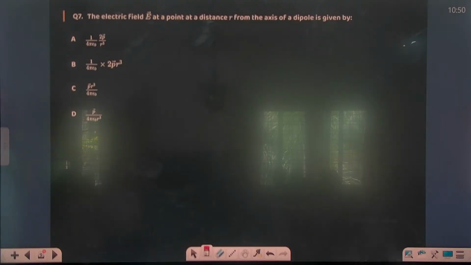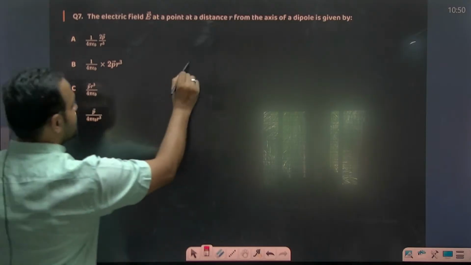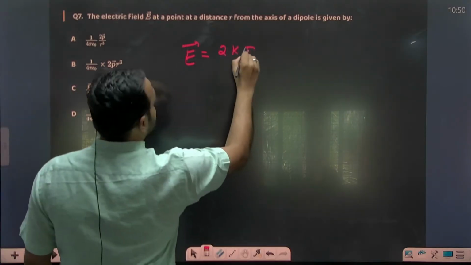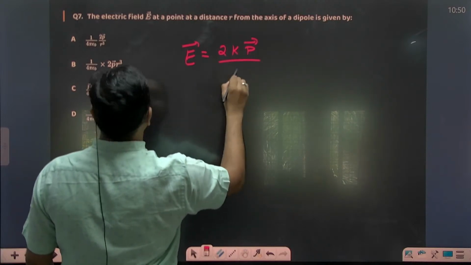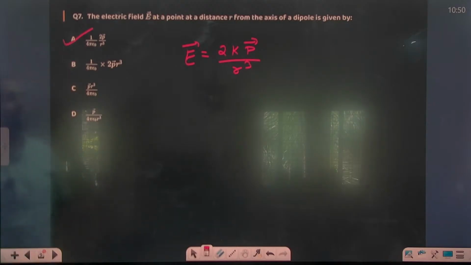The electric field E at a point R vector on the axis, is it in the direction of dipole moment or opposite to the direction of dipole moment? It is in the direction of dipole moment. In the direction of dipole moment, what electric field do we get? It is 2k p vector divided by r cube, which is option A.